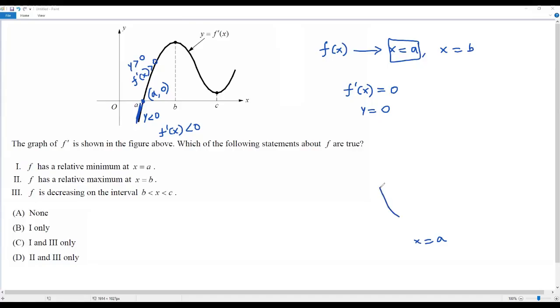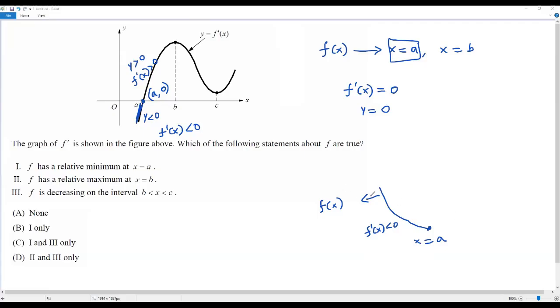So decreasing means we have to come down like this. When you look at the graph, actually this is a graph of f of x. When you look at the graph of f of x from left side to right side, it's going down. That is decreasing because here f prime of x is less than 0. Now this is a point at x equals a.